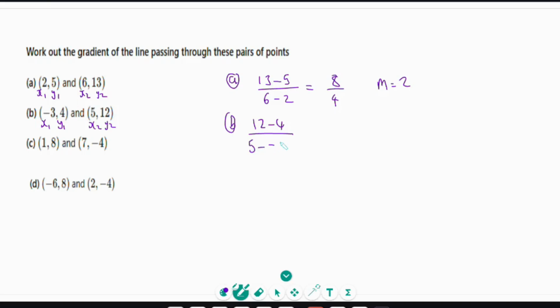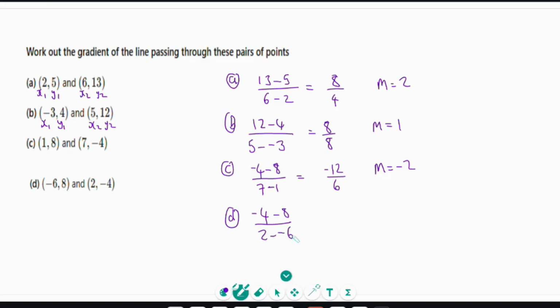Take away minus 3. So your gradient here is negative 2. So your gradient here is minus 3 over 2.